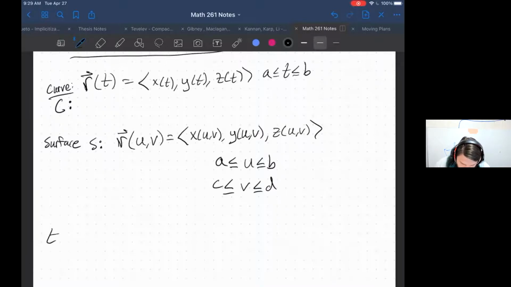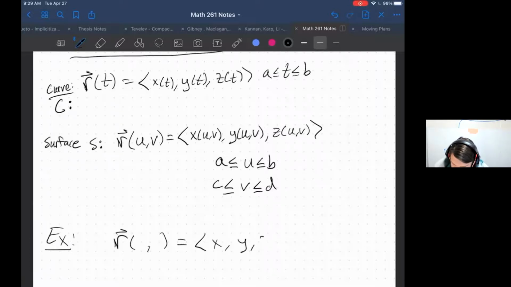So let's just take a moment and go through an example and see how this works. This is going to work mostly the same as parameterizing a curve. We want to start out with some sort of r of blank comma blank, and then we're going to figure out what our variables are along the way. And the place to start is always x, y, and z, and then we can use some substitutions.